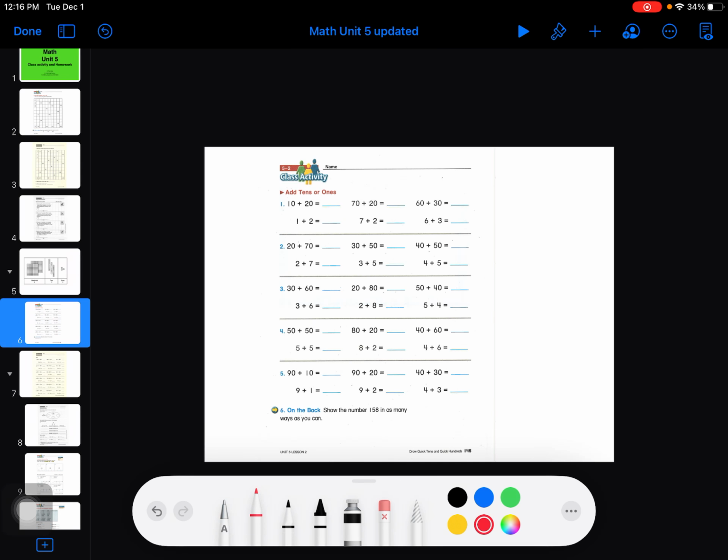We are working today on 5-2 class activity. So this page is in your binder. If you could find the page that says 5-2 and follow along with me, that would be great. I'm not going to do all of this page. I'm just going to do some of it and get you started.